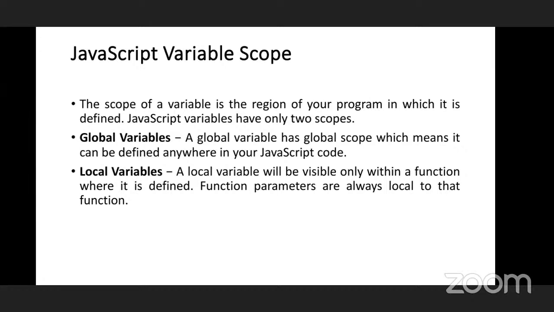We have two types of scopes here: global variables and local variables. Very simple. A global variable can be accessed from anywhere. We can define it anywhere. A local variable can be defined within a block. A block is nothing but opening and closing braces in JavaScript. Within that block only, we define the variable. That type of variable is called a local variable, and we can access it within that block only. We cannot access that local variable from outside that particular block.